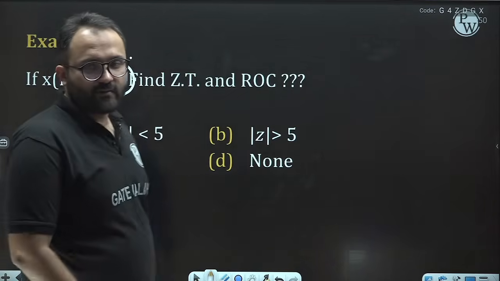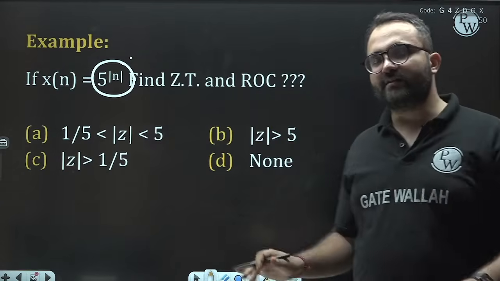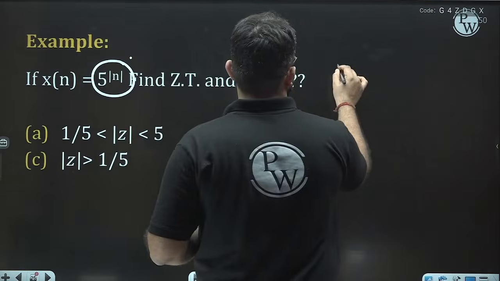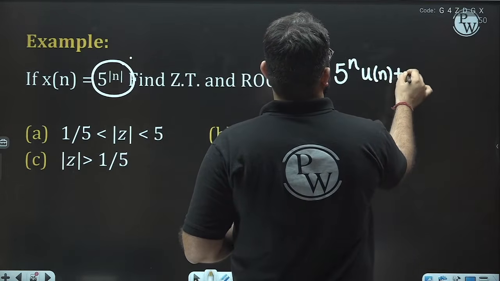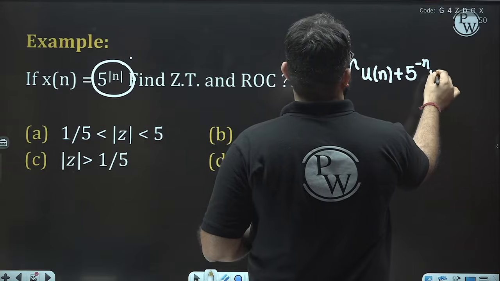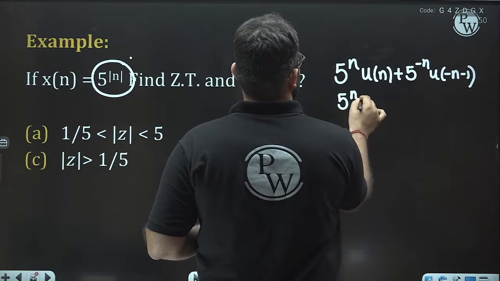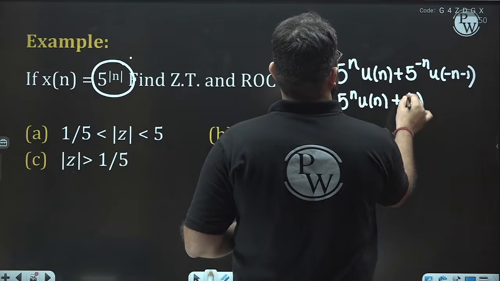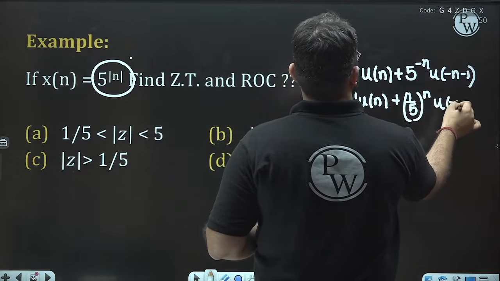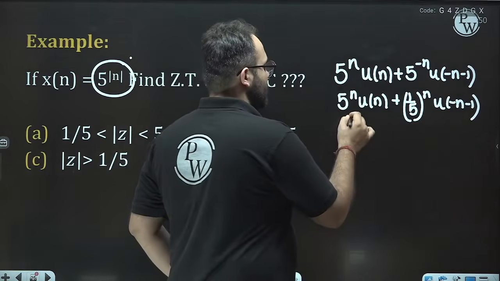Let us do one example, 5 to power mod n. So we'll break it into right sided and left sided signals. So it is 5 to power n u[n] plus 5 to power minus n u[-n-1]. That is 5 to power n u[n] and 1 by 5 to power n u[-n-1]. Okay, so these two are the signals. Let us find out the Z transform for this.